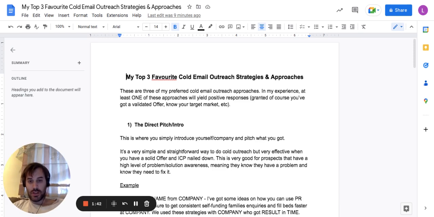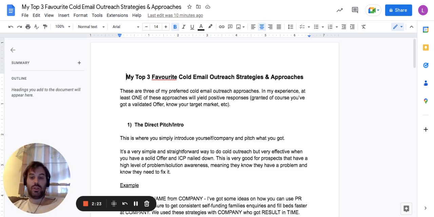So the first approach or strategy is what I call the direct pitch intro approach. I'm not sure how else you'd really call it. It's pretty straightforward. It's where you just reach out and introduce who you are, what you've got, and what it's going to do for them. It's probably the most straightforward of all three approaches. It works really well, especially if you've got a proven offer, case studies, some kind of credibility you can leverage, and you know your target market well.